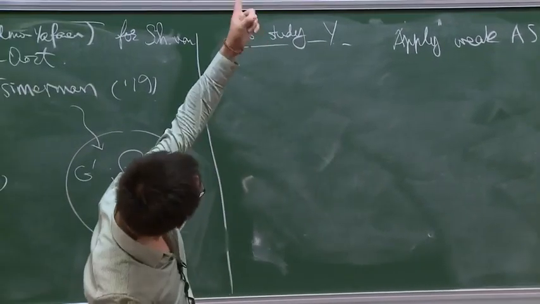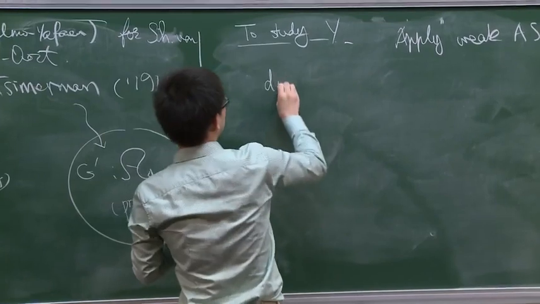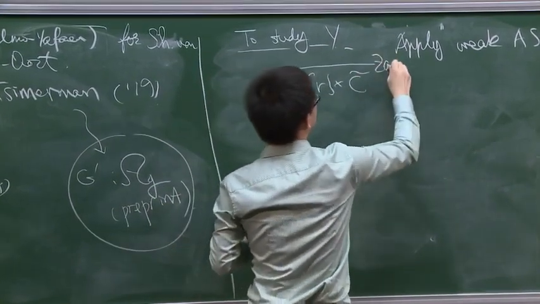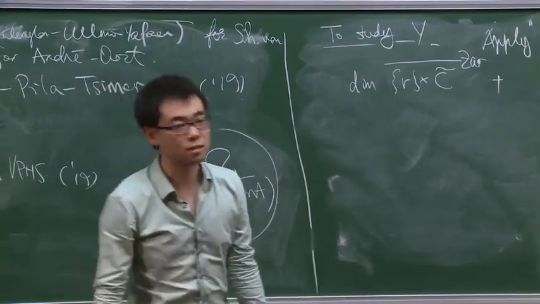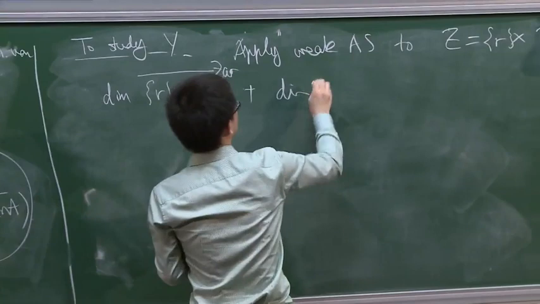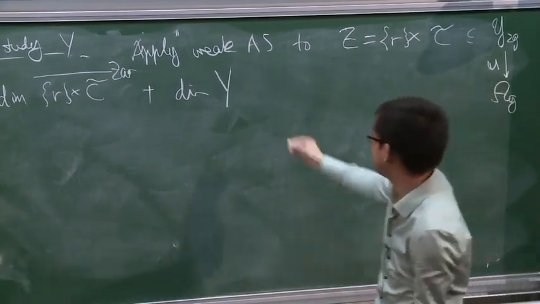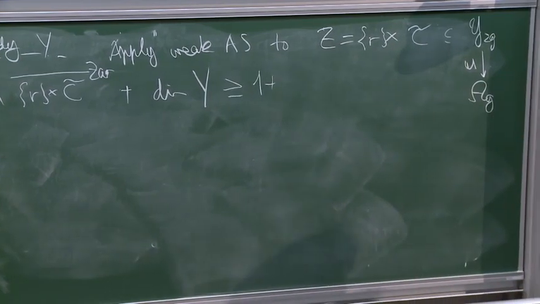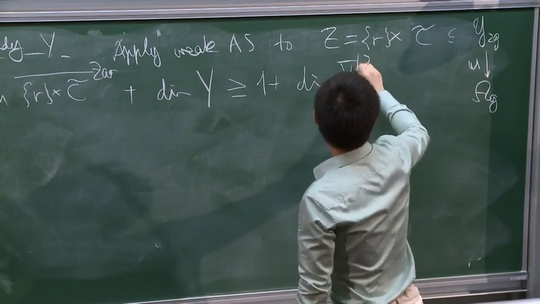Well, then first of all, the first term is the dimension of z bar, which is the dimension of r times c theta z bar. This is the first term. The second term is precisely y. And the third term is 1, well, because it's a curve. The third term is 1. And the last term is, I'll call it y bizarre.